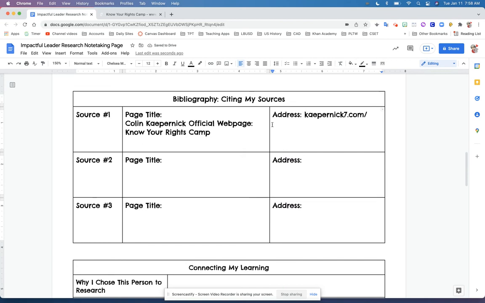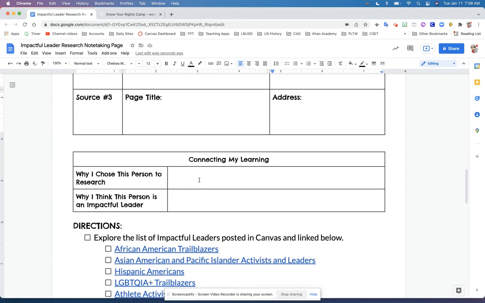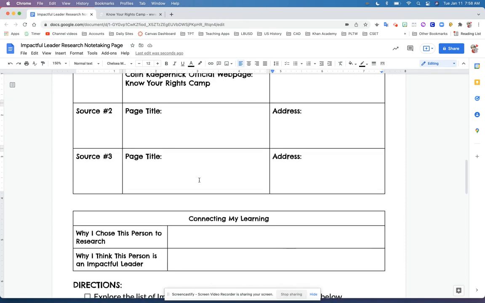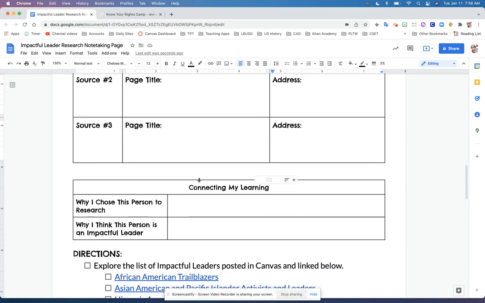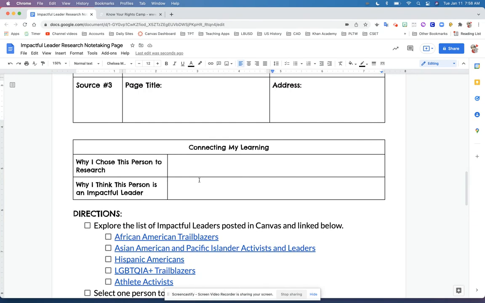Okay, so again, when it comes to the source, you're going to give me the title and you're going to give me the address. Okay. And then you need to have, again, at least 3 resources for this activity. And the last piece to this is connecting what you've learned about this person to our research about, or our topic of leadership. Okay. So in this first box here, tell me why you chose this person. What was appealing about this person? What drew you to them? What made you want to research more? Give me 3 or 4 sentences there.